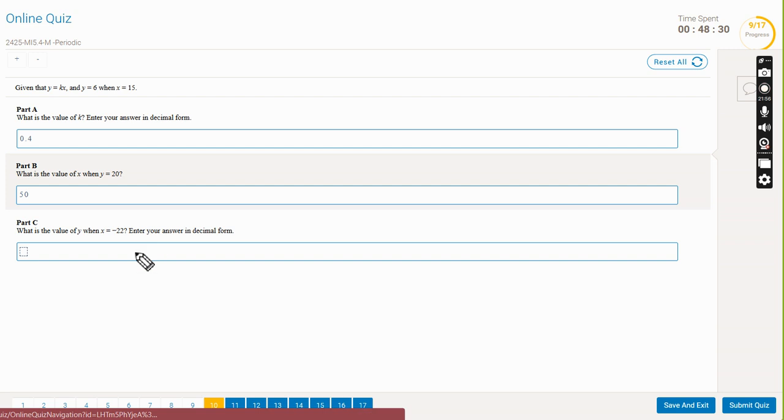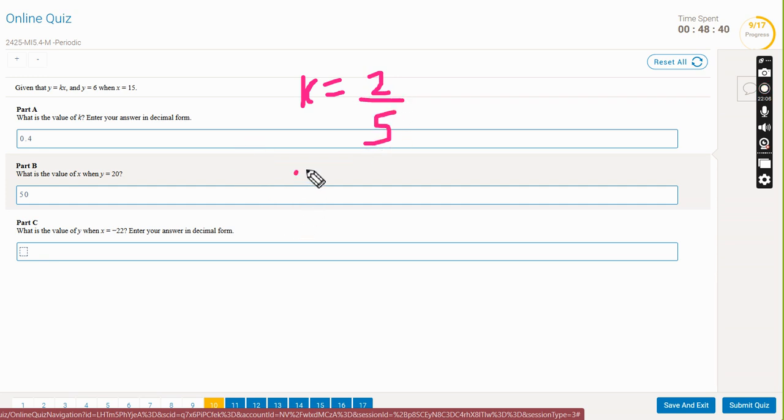And then the next one, what is the value of y when x is equal to minus 22? Again, we have the k, keep the k written, so it will be easy for you, 2 over 5. Put that 2 over 5 times minus 22, right? So how can we do this now? We will solve this by minus 44. Just multiply minus 4 because you cannot simplify 5 and minus 22.